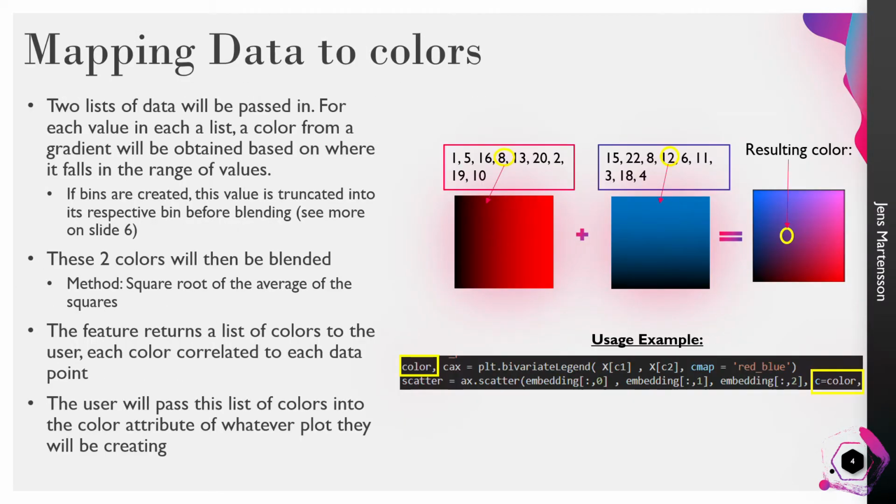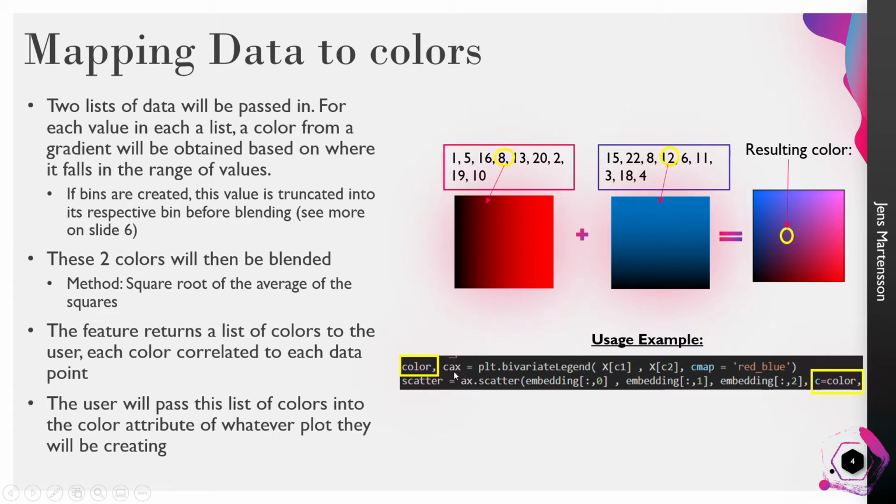So 2 lists of data will be passed in by the user, and each data point in one list will be mapped to one color, and the other will be mapped to another color, and then they will be combined together to get a resulting color like you can see over here. Bins can be created, which we'll talk more about later, and the function returns a list of colors which the user can then pass in to any Matplotlib visualization. Here we'll be using a scatter plot, but really anything could be used.